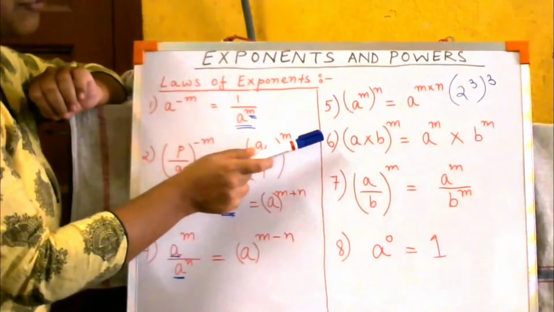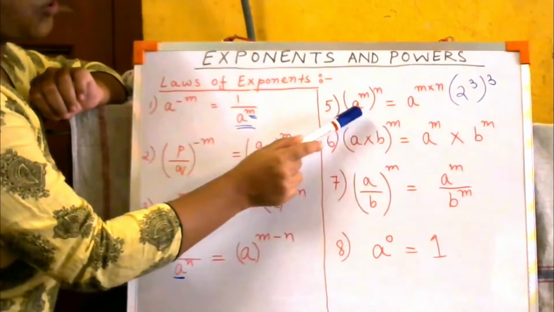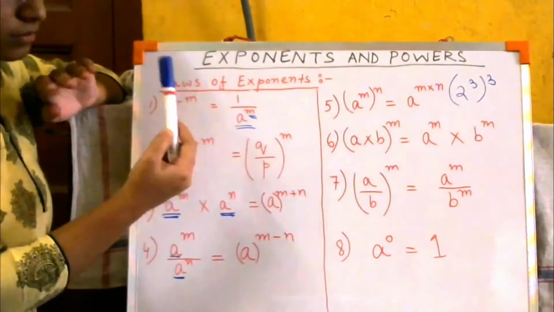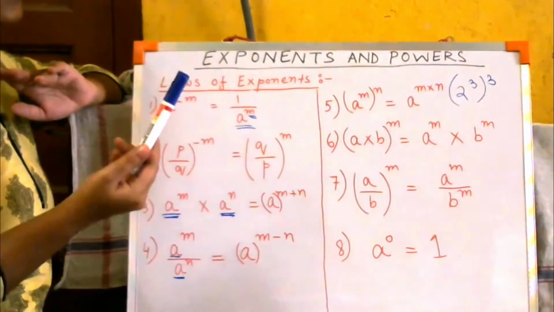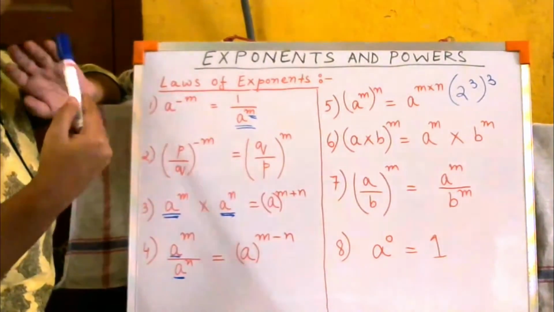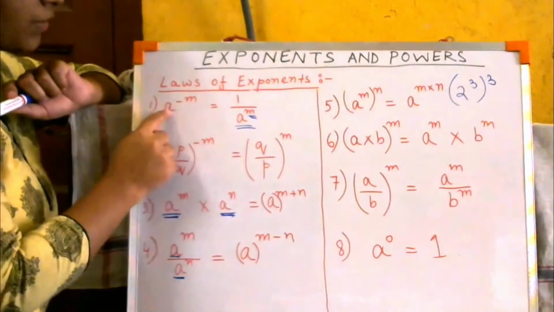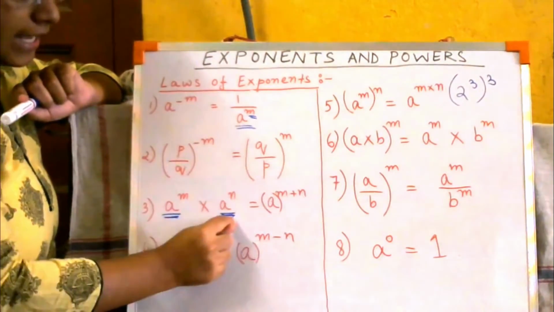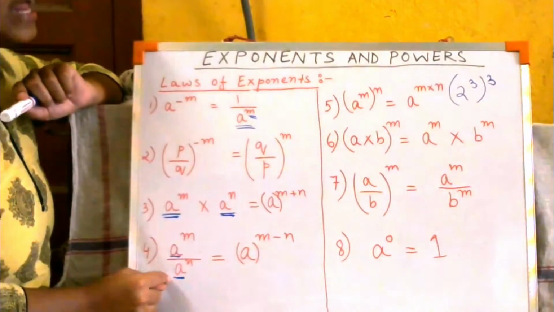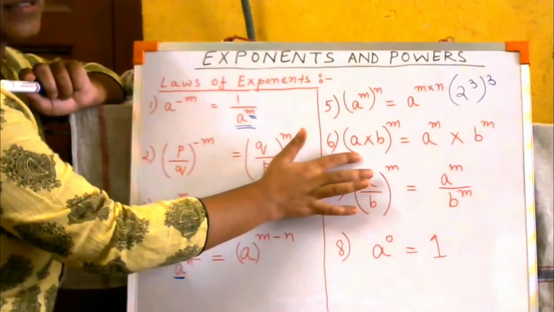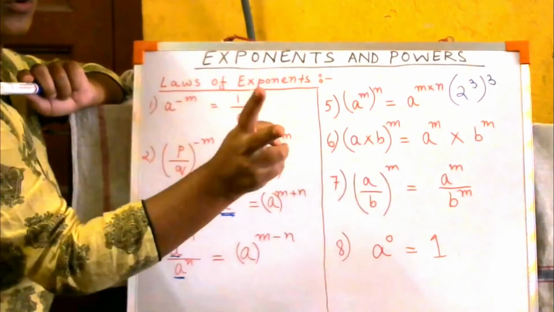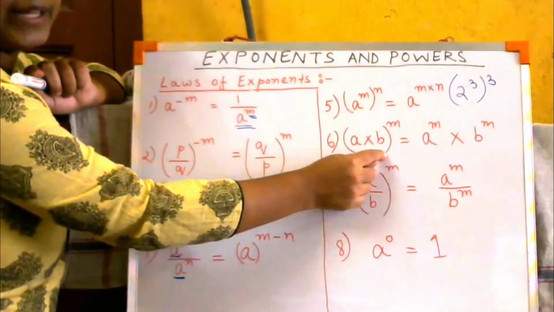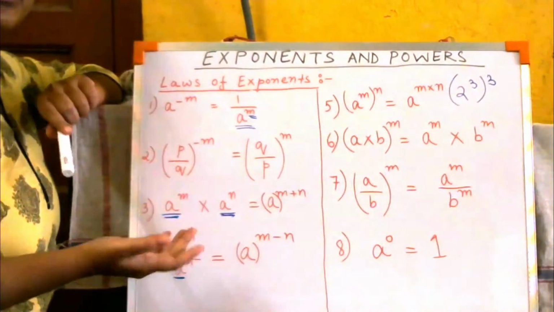Next, formula number 6. What if there is another base? Until now, we were just learning the exponent laws regarding a simple base. Over here there was only a single one, that is only a. Over here also it was a. Over here also it was a. Now what if there is a second base? Over here we can find there are two bases. One is a and the other one is b. A into b. So what are we going to do that time?